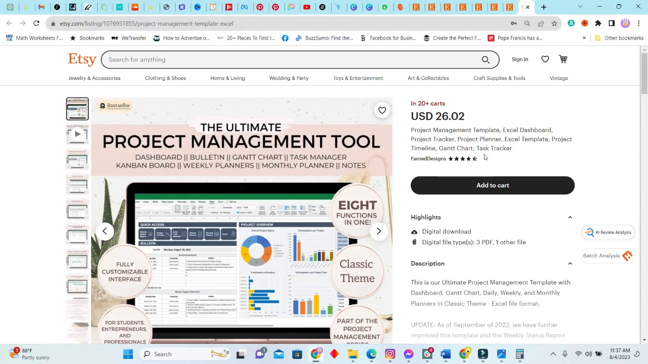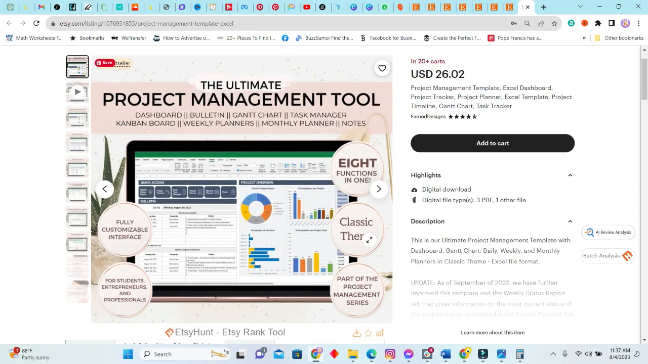And finally, we have this one here, the Ultimate Project Management Tool. Guys, look at this. Just by looking at this, I would think that I am actually getting some sort of software, but this looks so attractive, right? And it has been sold for $26.02. So let us look at the listing. And as you can see, before we move on, it is another bestseller.